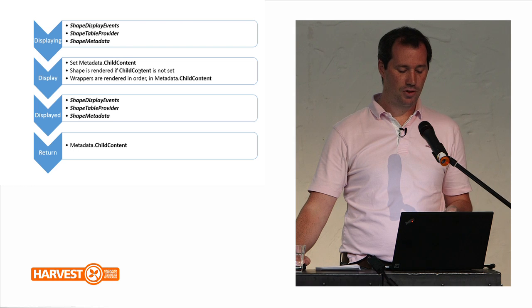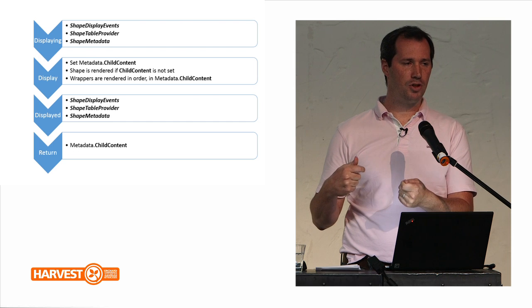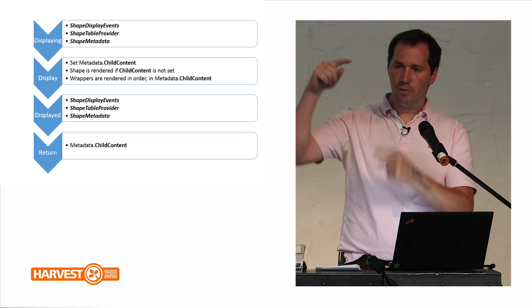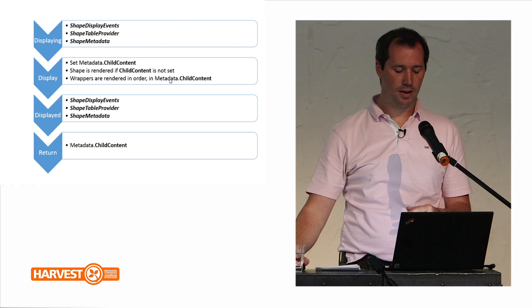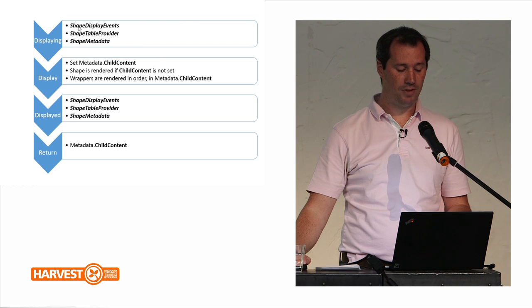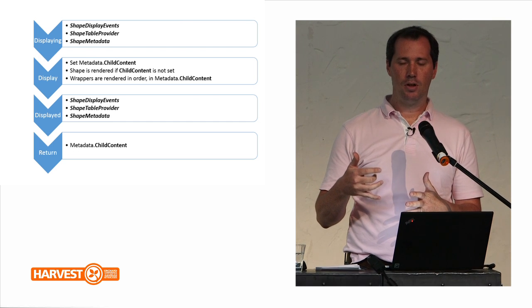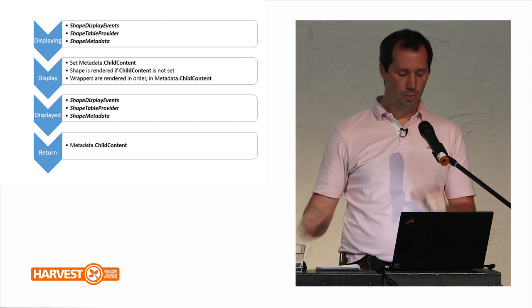And finally, when the child content is either set or rendered, all the wrappers are also rendered. A wrapper is a template which is rendered around a shape, and if you have multiple wrappers, they will all wrap themselves. So you can have multiple wrappers on a shape. The wrappers are defined in the metadata.wrappers property, and those wrappers are also set using events before they are displayed. So in the displaying events, you can define some wrappers. For instance, when the layout shape is rendered, a wrapper of type document is added to layout.